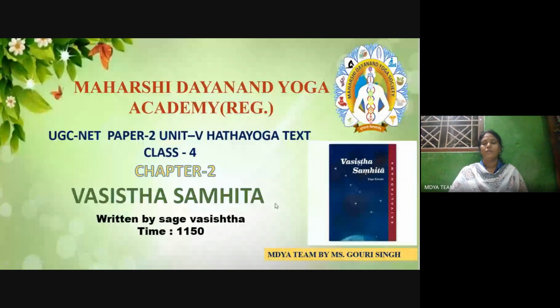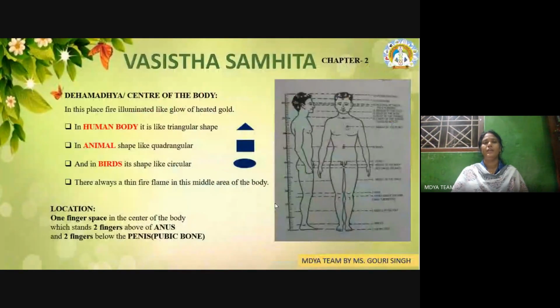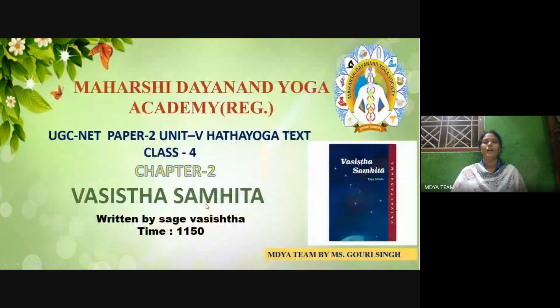So today is our class 4, so let's continue with the same. In the previous class, we already saw about Dehamadhya, the center of the body, where the fire will be illuminated with a glow like heated gold. And as we discussed, the shape of this Bhumadhya in the human body, animals and birds, and its location, we already saw. Okay.